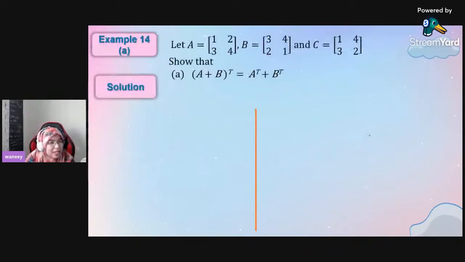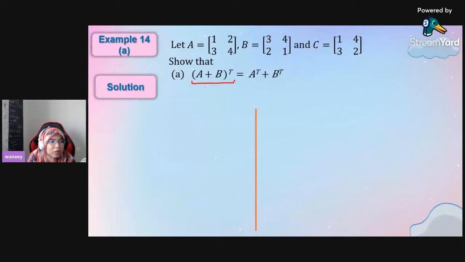Okay, next. Right, so let A equal to 1, 2, 3, 4. B is 3, 4, 2, 3. C is 1, 4, 3, 2. Show that A plus B transpose is equal to A transpose plus B transpose. For this kind of question, we have to separate them into two. So we should solve the left hand side first. So we're gonna do A plus B transpose first.